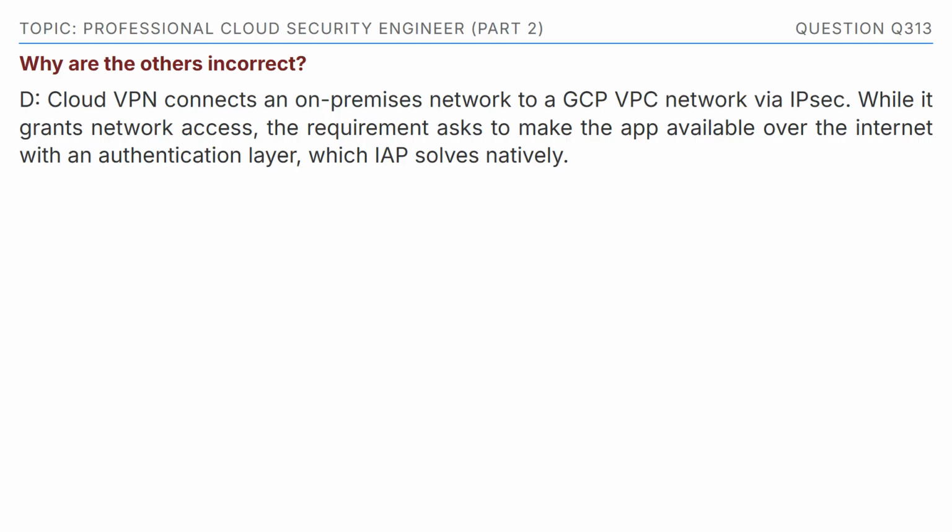Why are the others incorrect? D. Cloud VPN connects an on-premises network to a GCP VPC network via IPsec. While it grants network access, the requirement asks to make the app available over the internet with an authentication layer, which IAP solves natively.